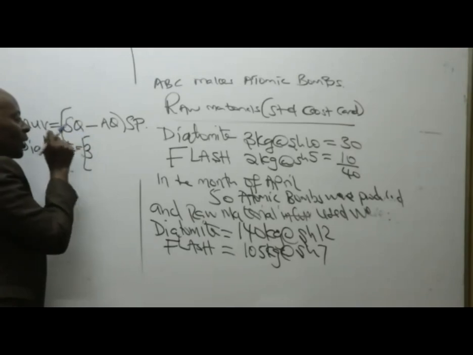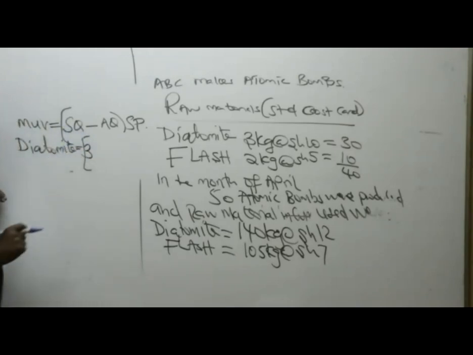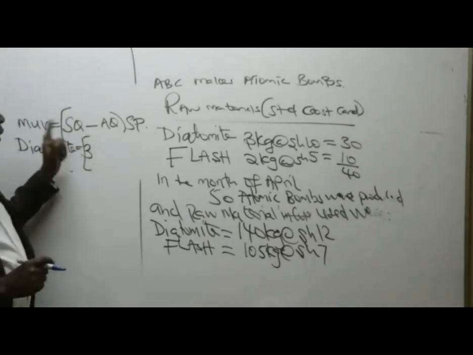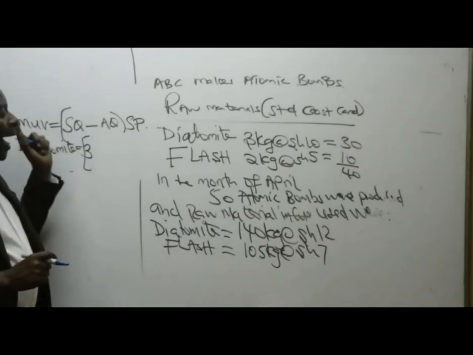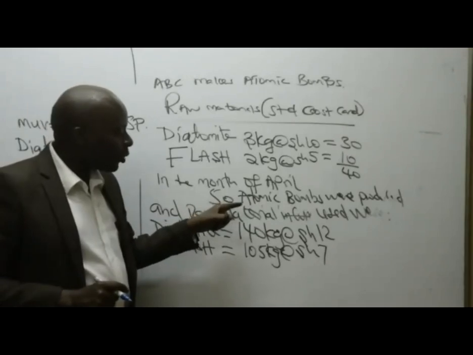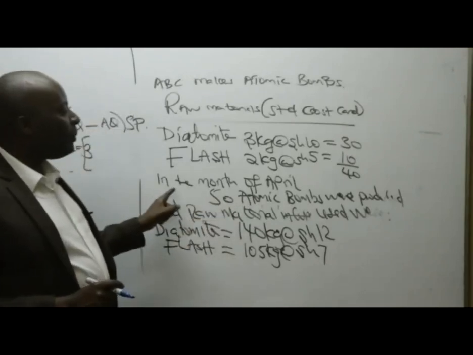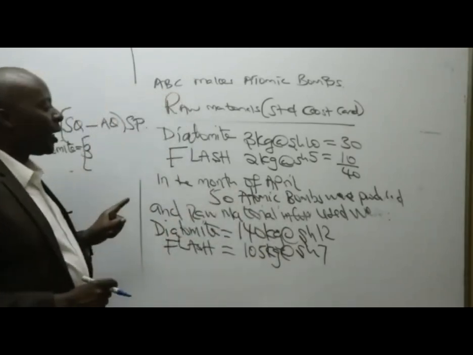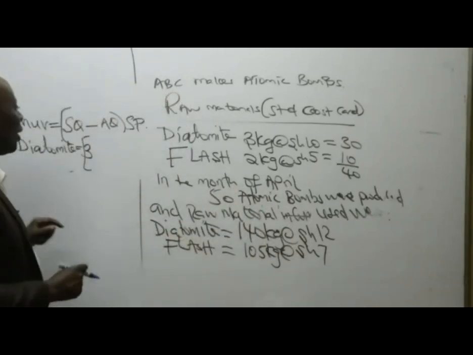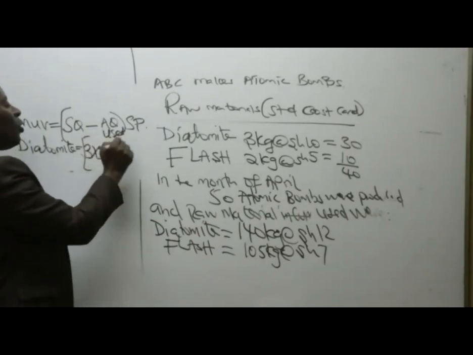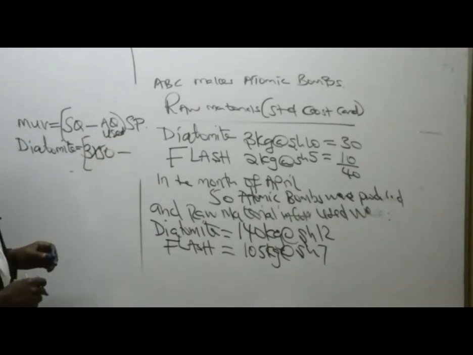So we must ask ourselves at the end of the day, how many units were actually produced? So remember, in capital SQ, just like it is in capital SH, the actual production must always be involved. So in the month of April, we produced 50 atomic bombs. So the actual production is 50. So it will be 3 times 50 minus the actual quantity of materials that were used.